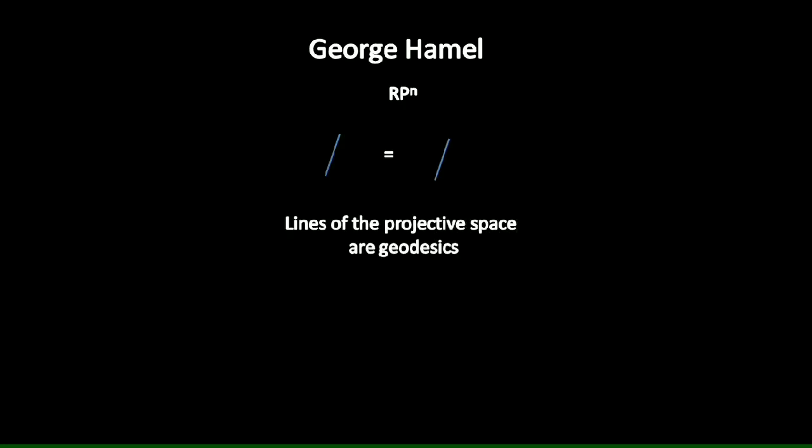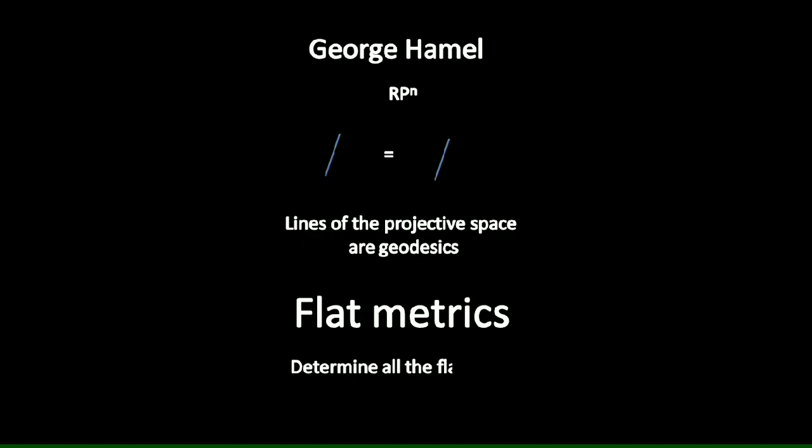Georg Hamel proved that every solution to Hilbert's fourth problem can be represented in a real projective space if we can determine the congruence of the line segments by equality of the lengths in a spatial metric, where the lines of the projective space are geodesics. We call this special metric flat, and we just need to determine all the flat metrics.